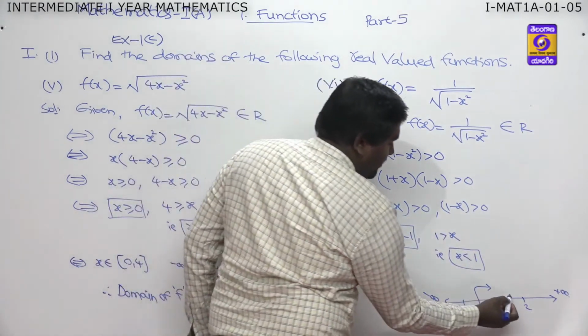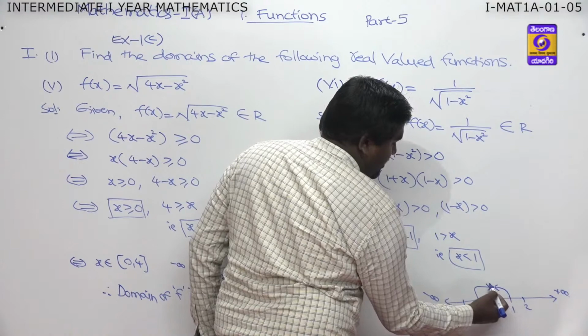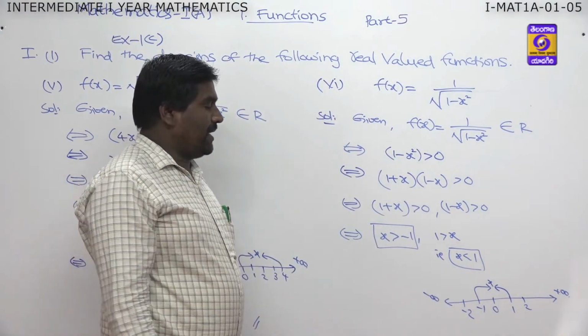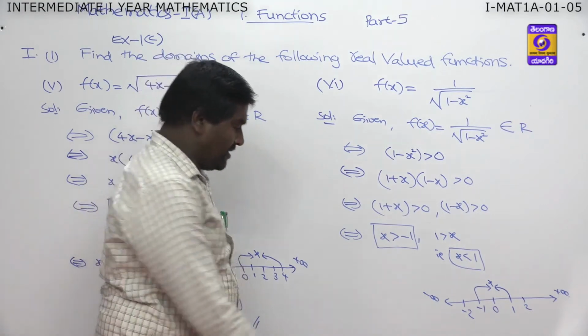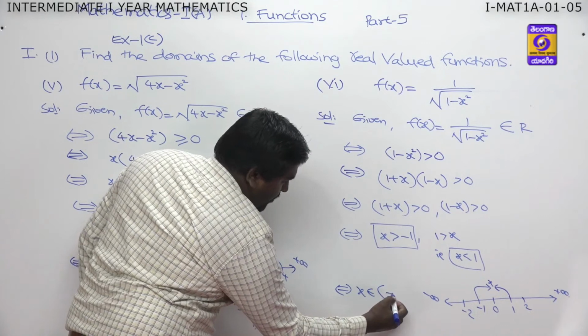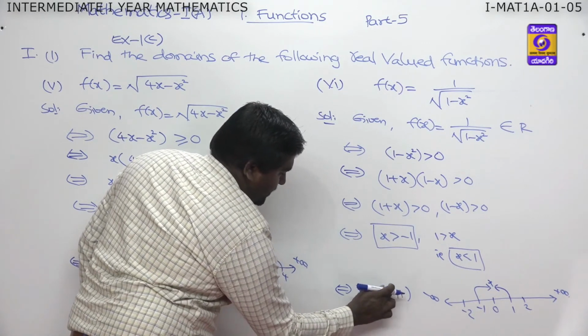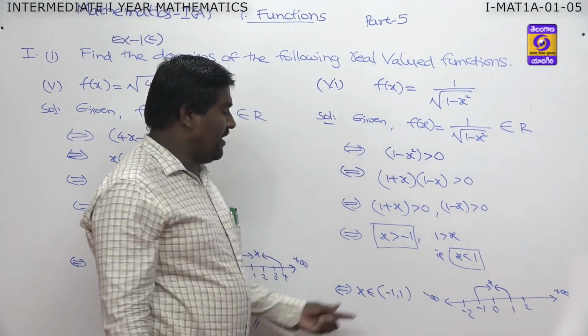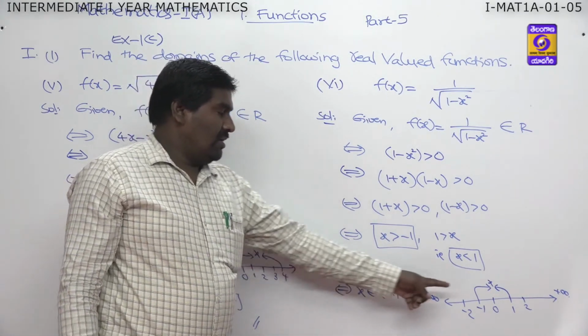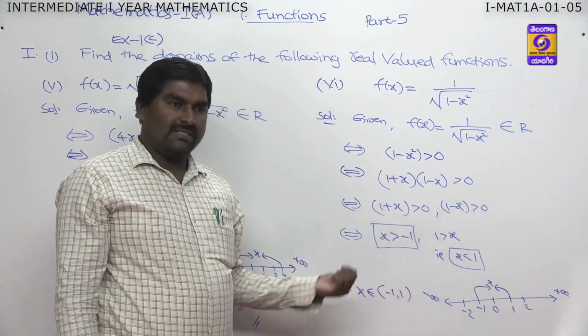x is less than 1. The values x is less than 1. Here we have the values varying from minus 1 to plus 1. That is, we can take x belongs to the open interval minus 1 comma plus 1. We can't take the values minus 1 and plus 1. So we have to take the values greater than minus 1 and less than 1.